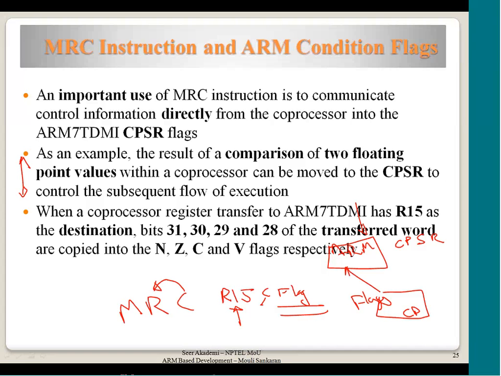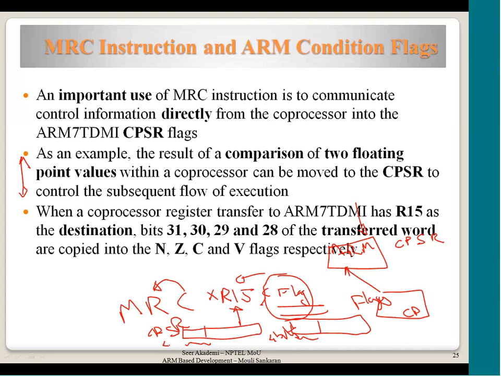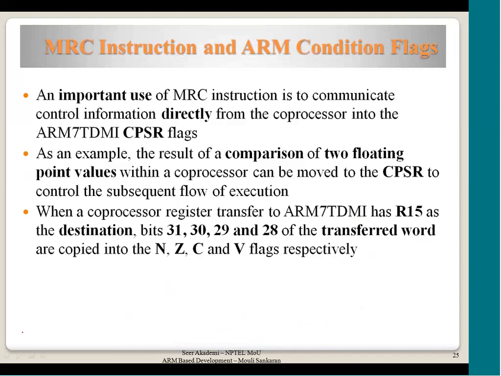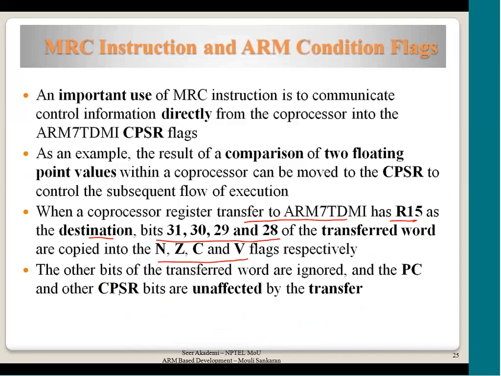Now what happens is, when the flags are moved here, the value in the lower 4 bits of what you transfer is actually not written into R15. It is written into the 4 flag bits of the CPSR. When you mention the transfer from coprocessor register to ARM and say that RD is R15, it is treated specially: when a coprocessor register transfer to ARM has R15 as the destination register, bits 31 to 28 of the transferred word are copied into these flags, and other bits remain unaffected, and the PC is also not affected. So it is an indirect way of saying I want to transfer the flags inside the coprocessor to the flags in the ARM processor.